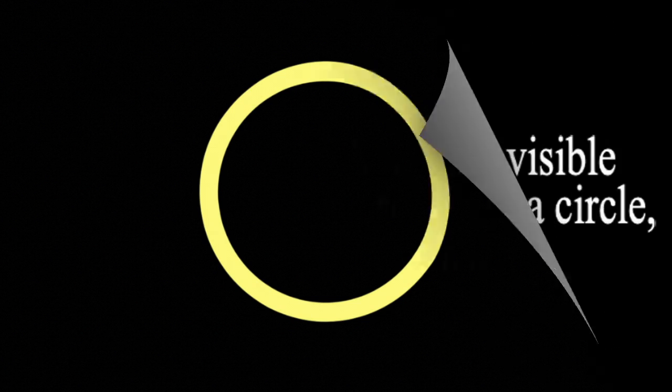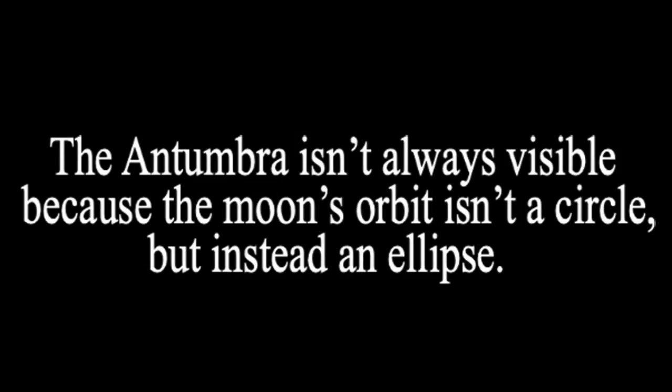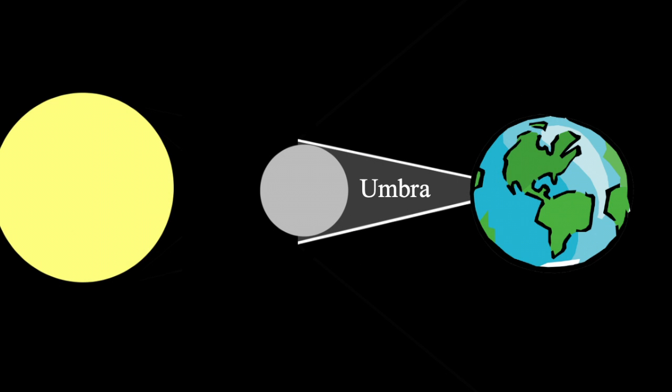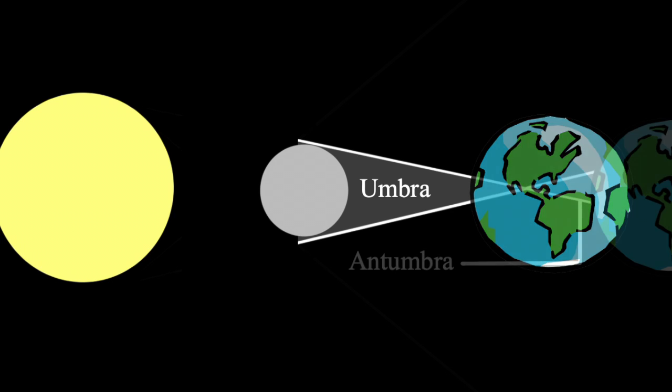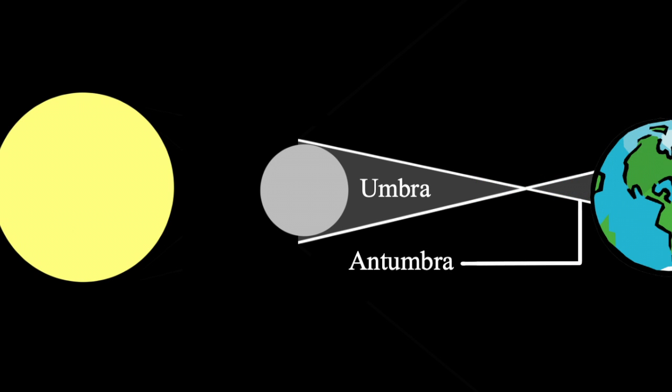An annular solar eclipse can be observed when standing in the antumbral shadow. The antumbra isn't always visible because the moon's orbit isn't a circle, but instead an ellipse. This means that sometimes the Earth is close enough to cut off the antumbra, and sometimes it is further away, allowing us to be standing in the antumbral shadow.